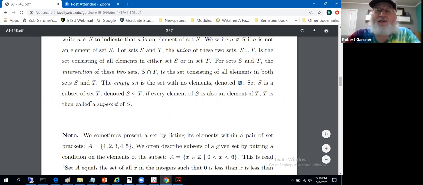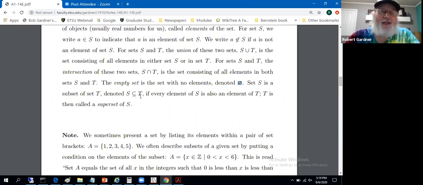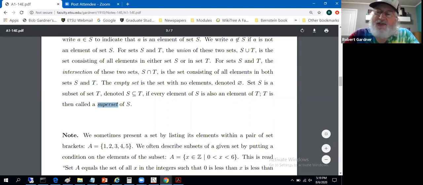Set S is a subset of set T, is denoted like this. S is a subset of set T if every element of S is also an element of T. So this is read S is a subset of set T. You might also read it as T is a superset of set S. The subset terminology is more common, but superset is a term you might hear out there in your travels as well.